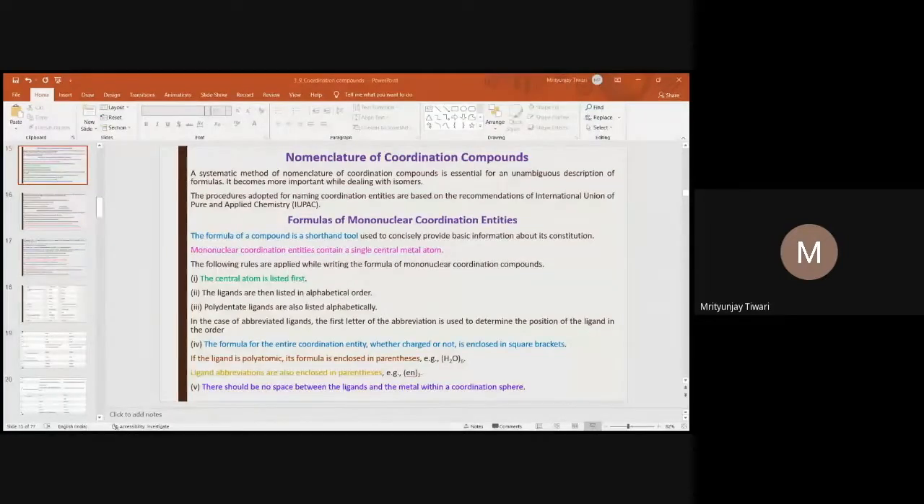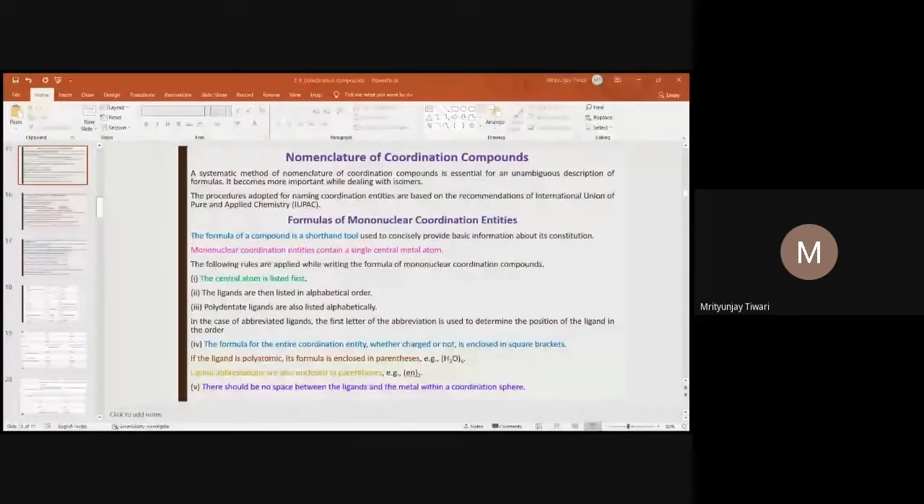Anyway, what are the rules for writing the molecular formula or the ionic formula, the chemical formula of coordination compounds or coordination entities? Mononuclear coordination entities contain a single central metal atom, which I have just described. The following rules are applied. The first rule is that you write the central atom first. You start a square bracket and then write the central metal first. Then the symbols of the different ligands will be written after the symbol of the central metal.